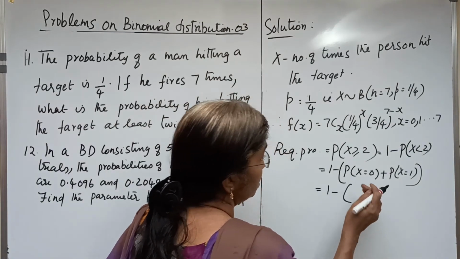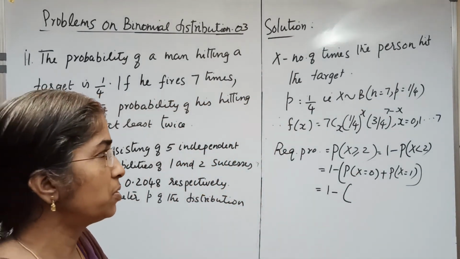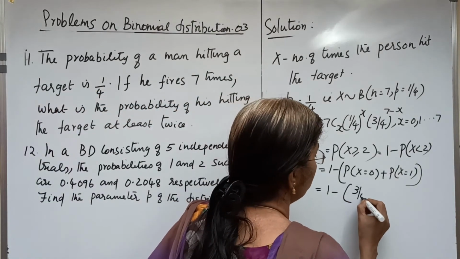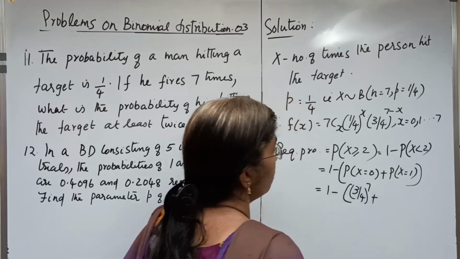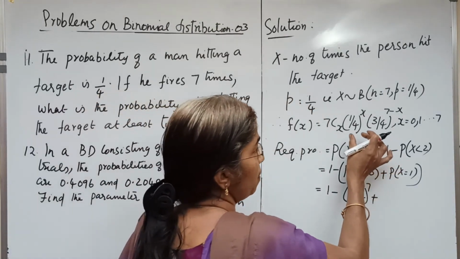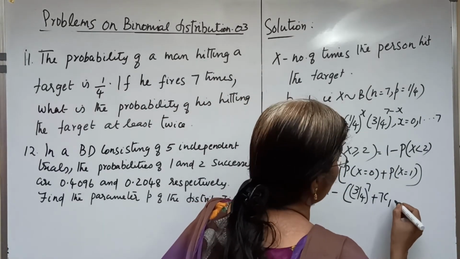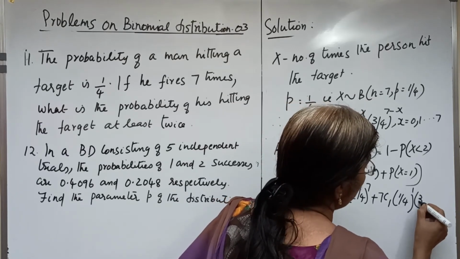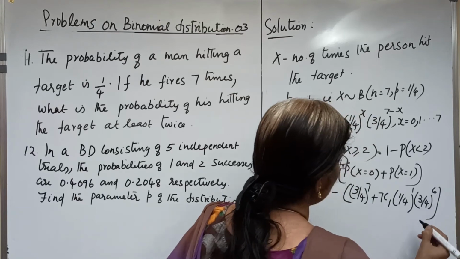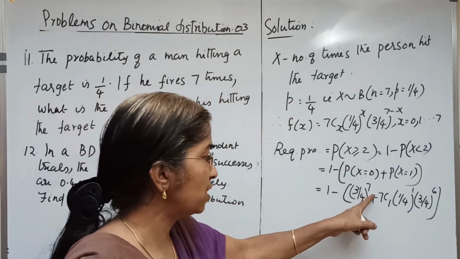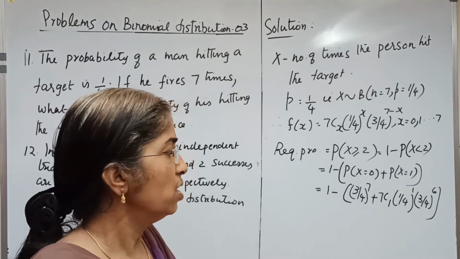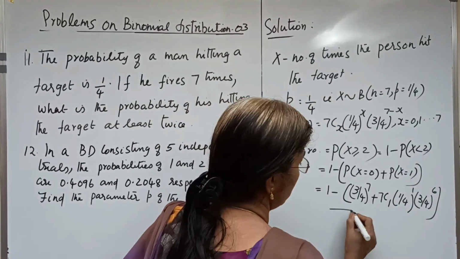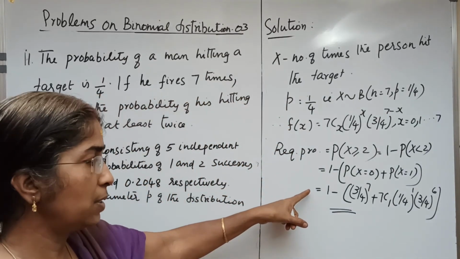Now, we know probability x equal to 0 is equal to q raised to n. Okay. So it is 3 by 4 raised to 7. Plus probability x equal to 1 as 7c1 into 1 by 4 raised to 1 into 3 by 4 raised to 6. Okay. 3 by 4 raised to 7 plus 7c1 into 1 by 4 raised to 1 into 3 by 4 raised to 6. This is the answer, and you can simplify.